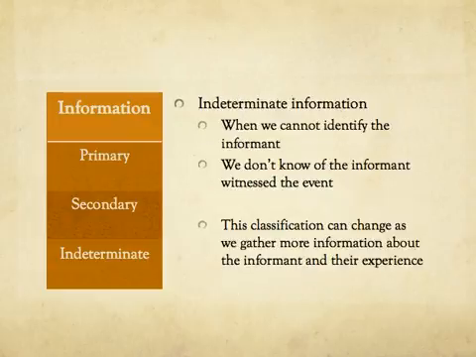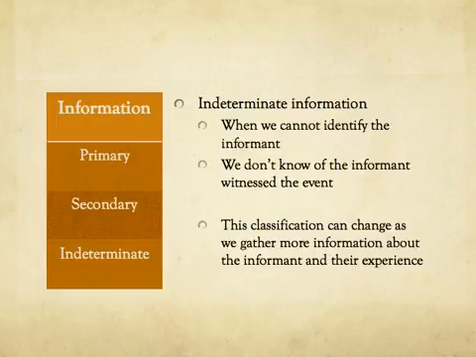Our third classification is indeterminate information. We use this when we cannot identify the informant or we don't know whether the informant witnessed the event. This is the only classification that can change as we gather more information.